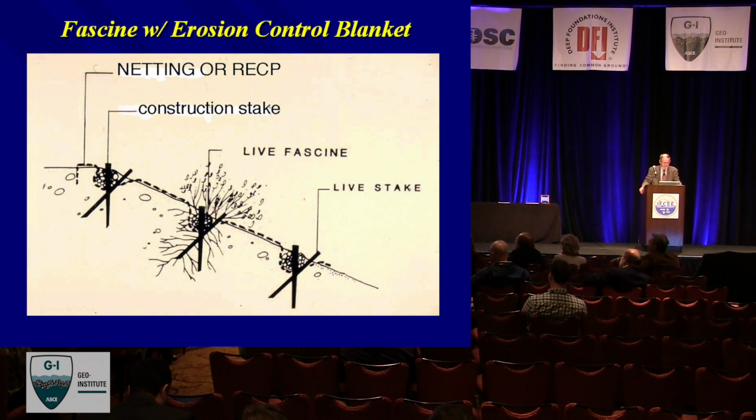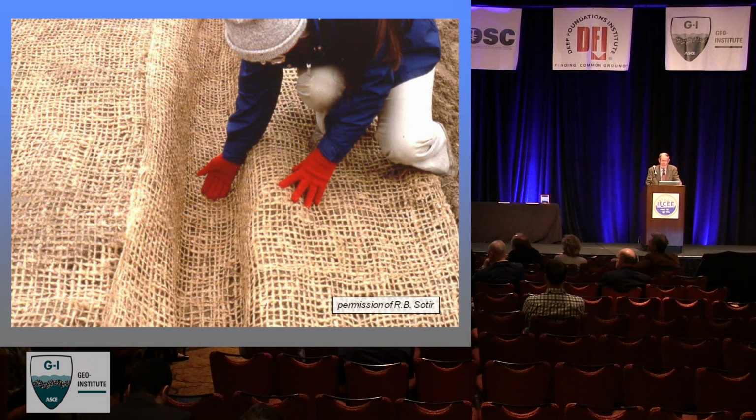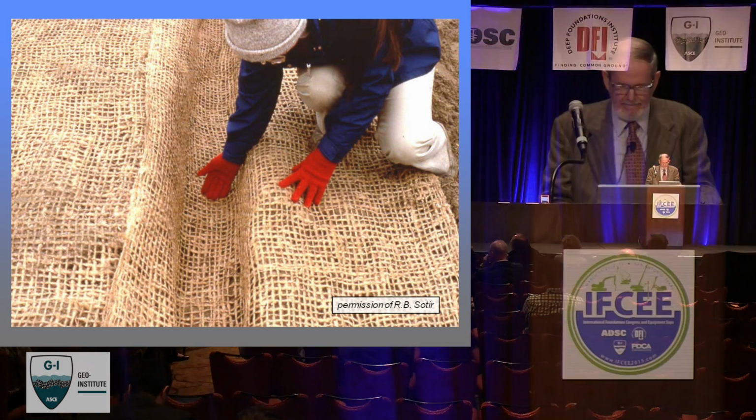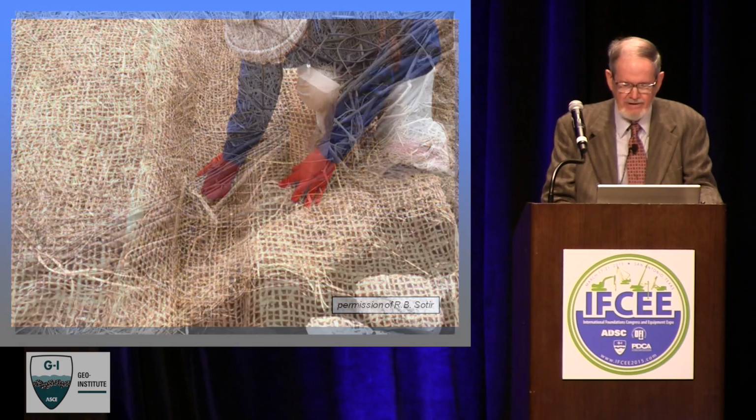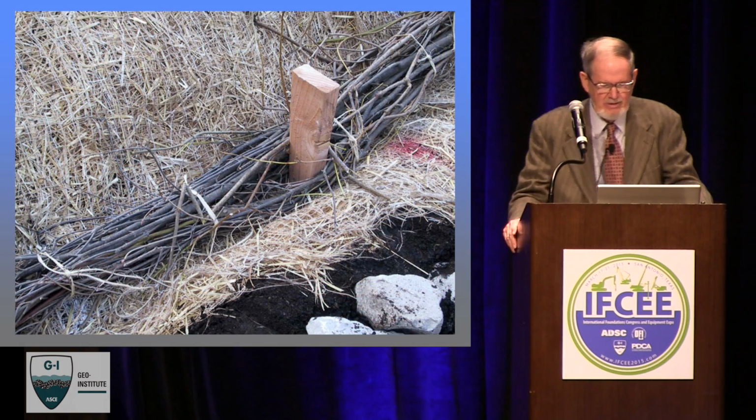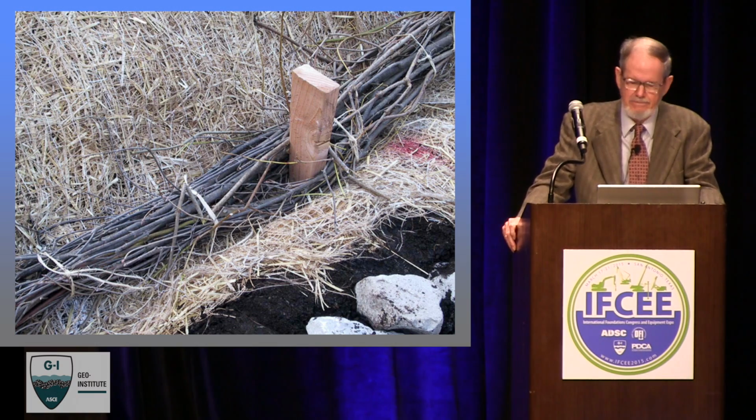Now, live fascines can be employed with rolled erosion control products like netting or erosion control blankets to improve performance. The erosion control product is run into the fascine trenches, as shown in this schematic, before placing the fascine. So the fascine bundles are placed on top of the netting and then staked in place. The blanket helps to control erosion between the fascine rows. So here's an example of a coconut fiber blanket or netting that's being used in conjunction with live fascines. And here's the live fascine staked in place over the erosion control blanket in the trench.